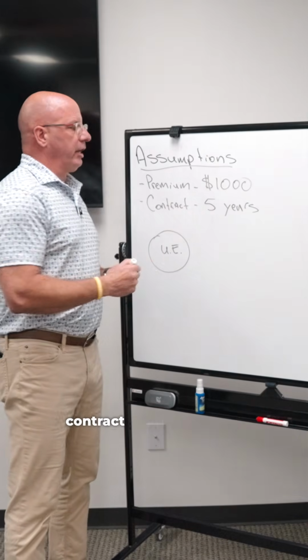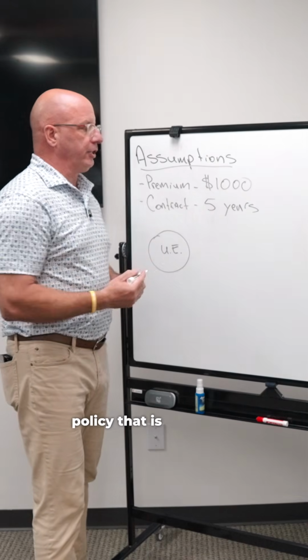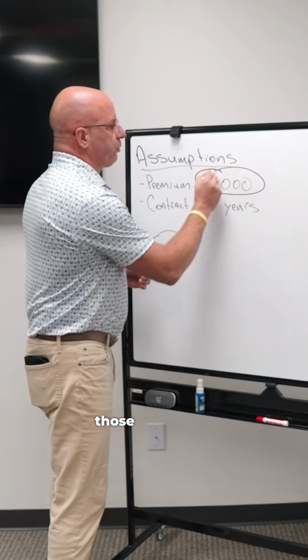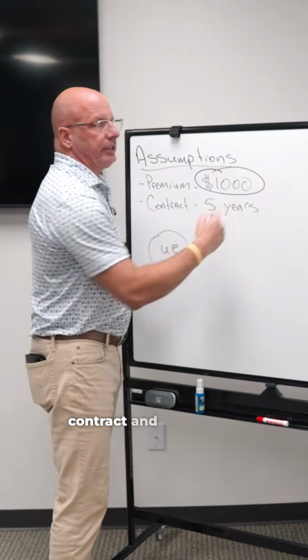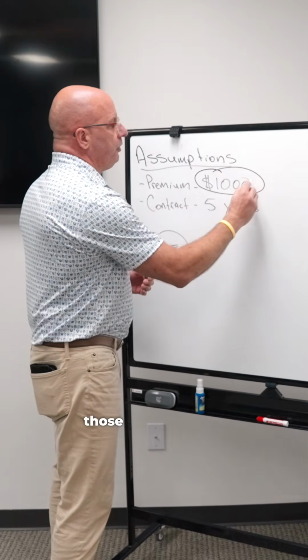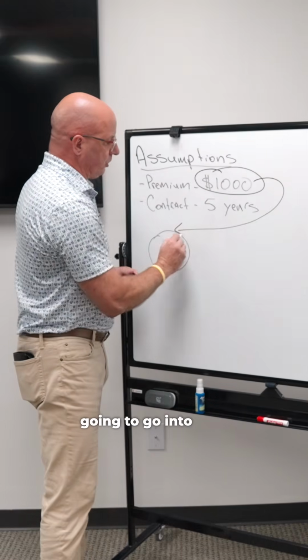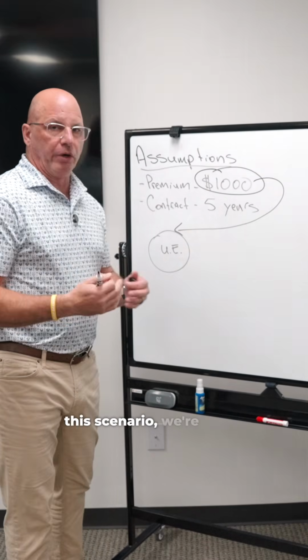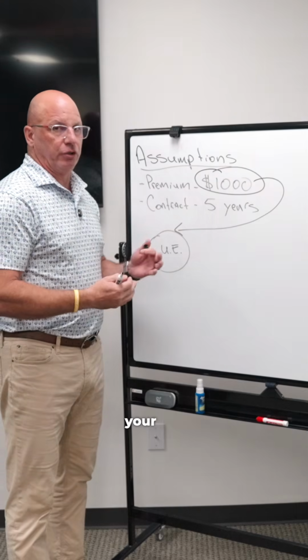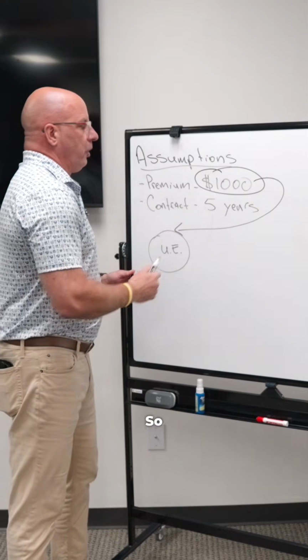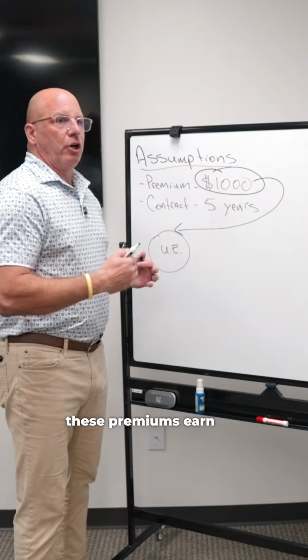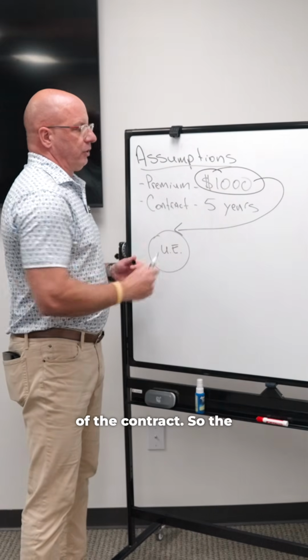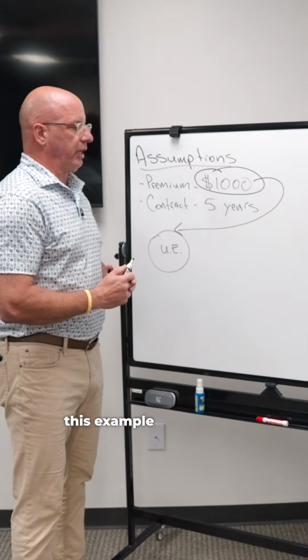When you write a service contract, or you write any policy that is reinsured, when you write that contract and you pay for the contract, those premiums are going to go into your unearned premium bucket. In this scenario, we're going to refer to those as your UE. So these premiums earn out over the course of the contract. The contract in this example is 5 years.